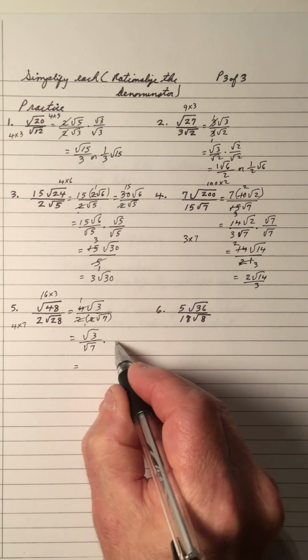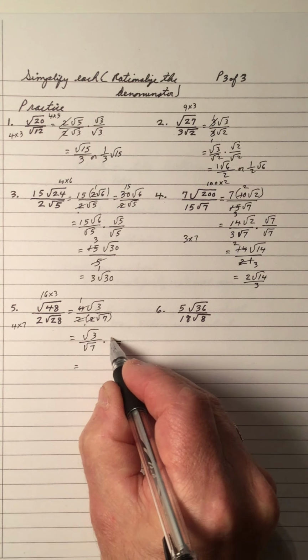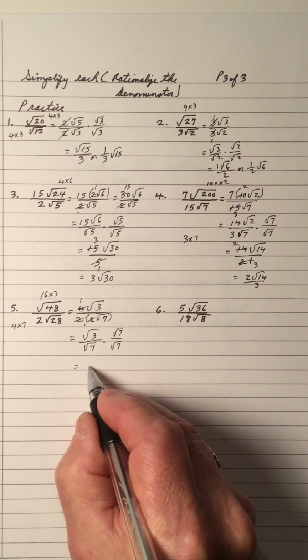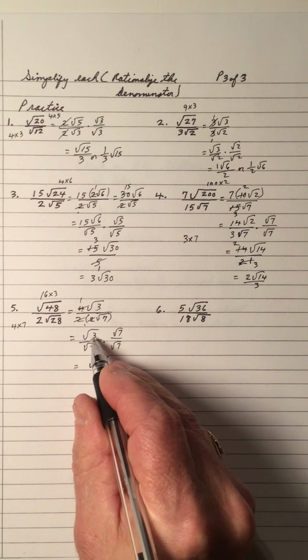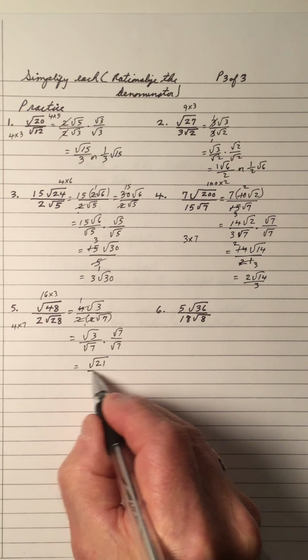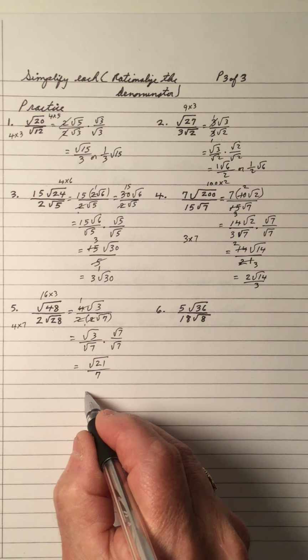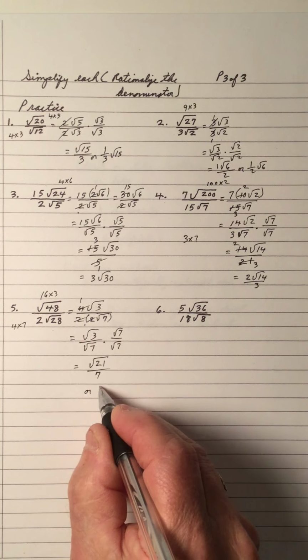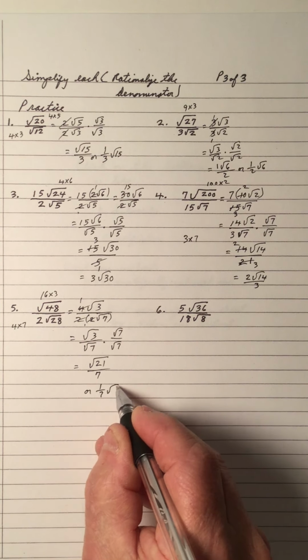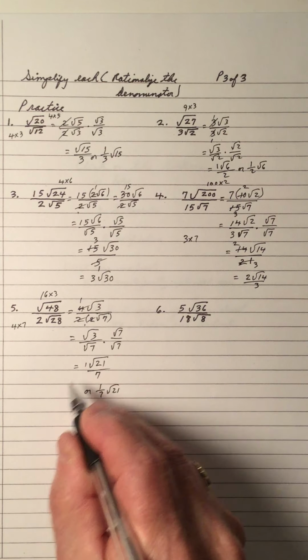And we multiply top and bottom by root 7. So the numerator becomes root 3 times root 7, which is root 21. Root 7 times root 7 is 7. And again, we could go 1 over 7 root 21, because that's a 1 understood right there.